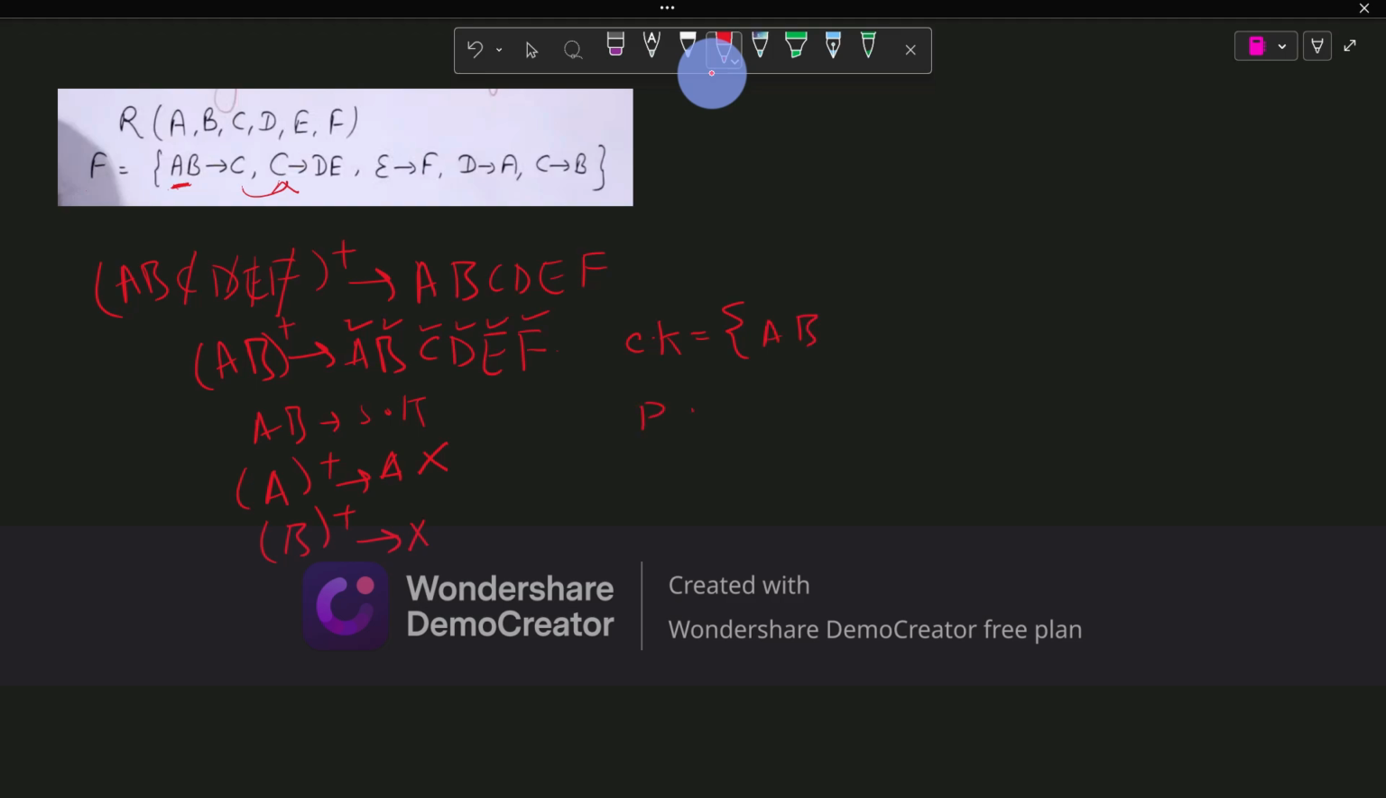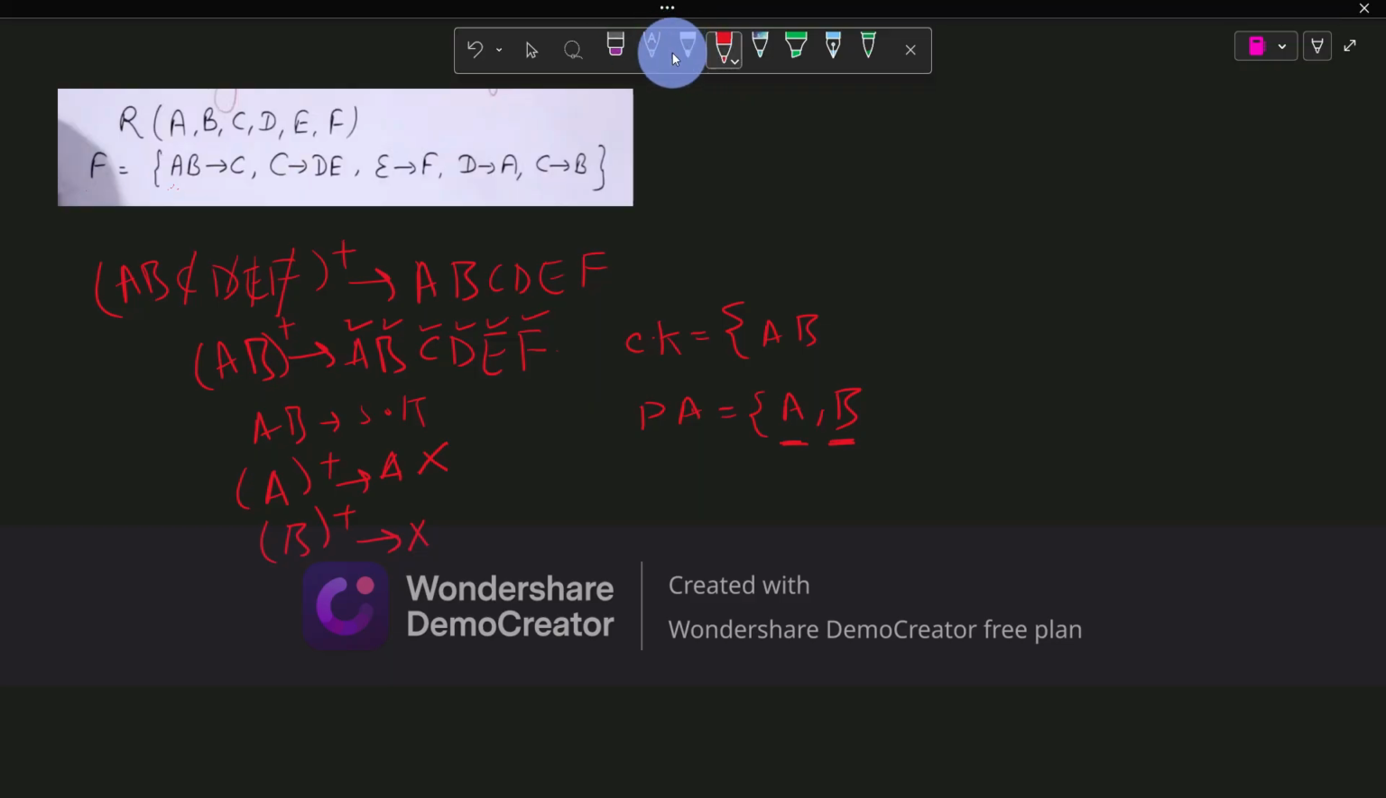And A and B are also prime attributes. Now, since we have got our first candidate key, let's see if any of the prime attributes is present on the right hand side of the functional dependencies. As we can see, A is present on the right hand side, so we can replace A with D.